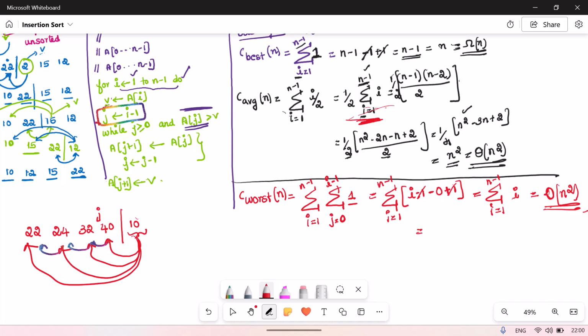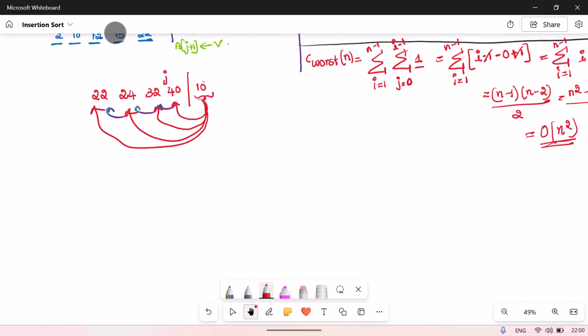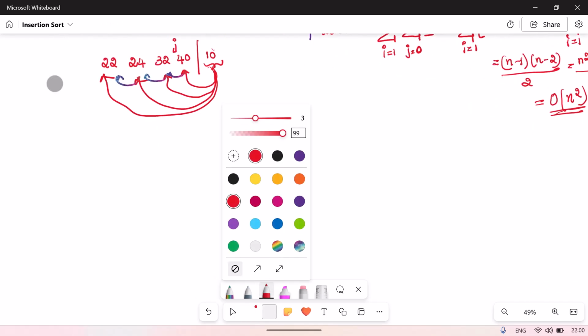This, if you want to calculate, it will be n minus 1 into n minus 2 divided by 2, so it will be n square minus 2n minus n plus 2 by 2. This you will get. So, removing all the terms, you will be left with this. Okay. So, let us do the calculation now.